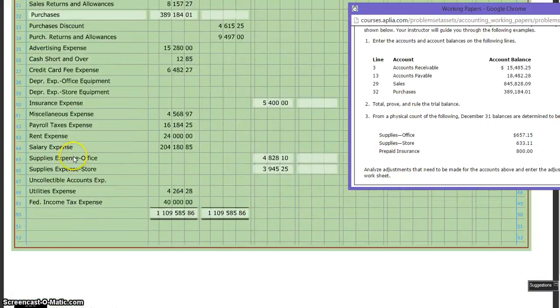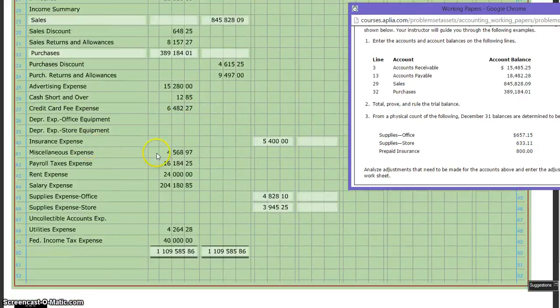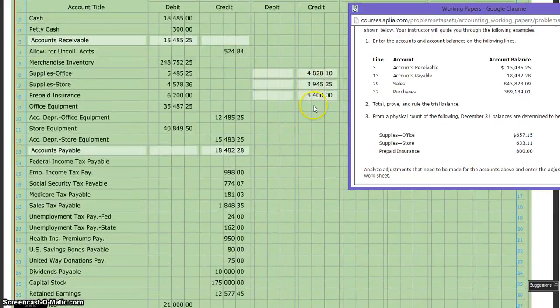Expenses, as we know, always have a normal debit balance, so that's why we do the debit first. And our last one, the prepaid insurance, we have a physical count of $800 left. So we started with prepaid insurance with $6,200. We subtract the $800 and we get $5,400. So we go down to insurance expense for $5,400 as a debit, and prepaid insurance as the credit. Those two accounts go together for the adjustments.